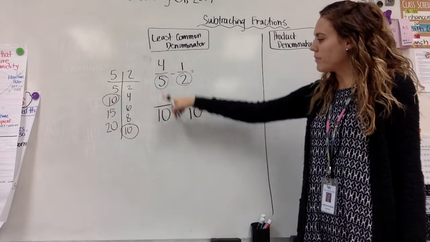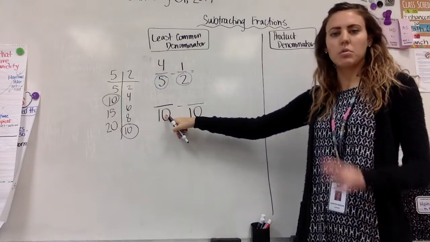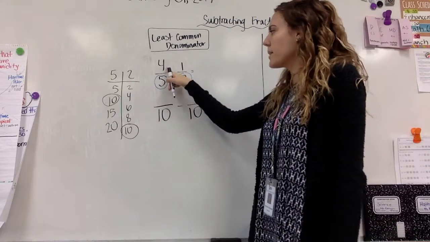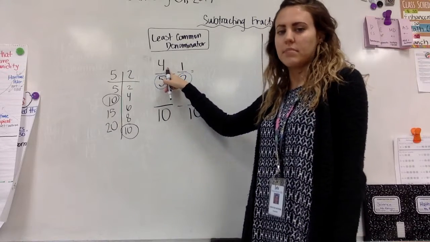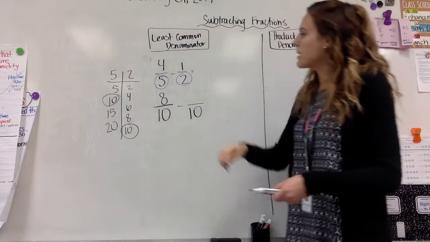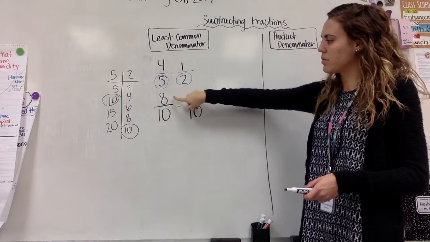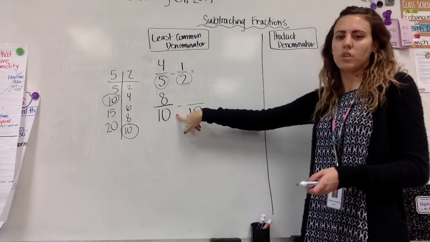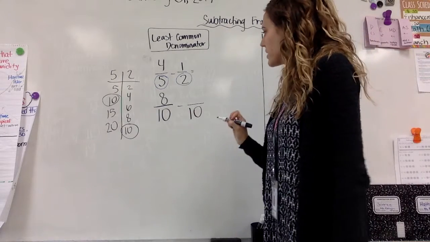So to get from 5 to 10, I had to multiply times 2. So I'm going to need to multiply my numerator times that same number. So 4 times 2 is 8. Now I'm going to check 4/5, is that equivalent to 8/10? Yes, so I know that fraction's good. I can look at the next one.